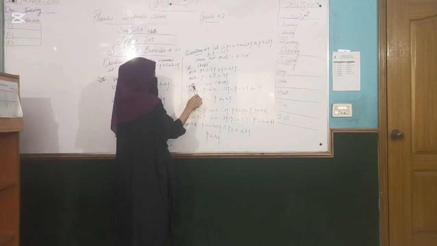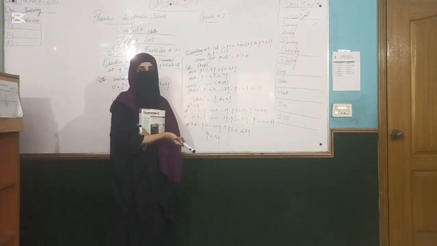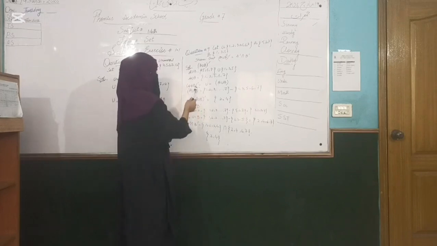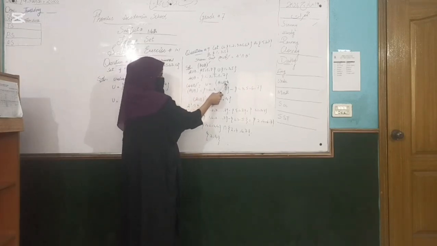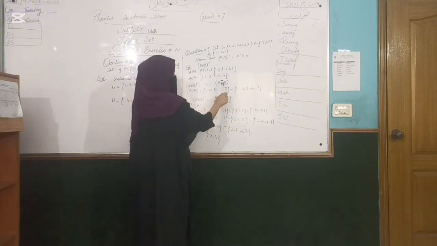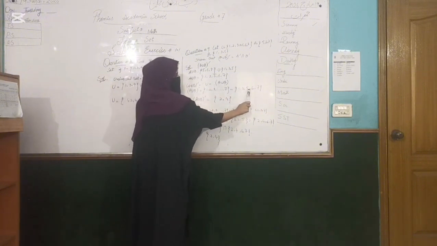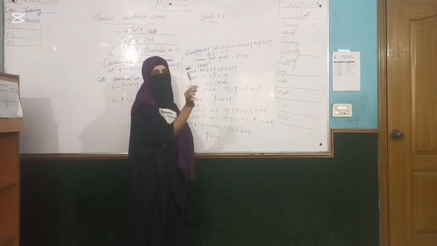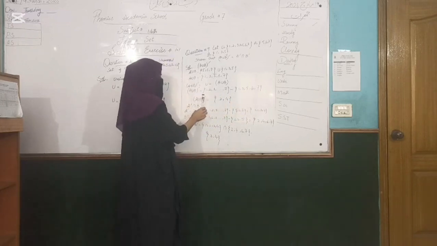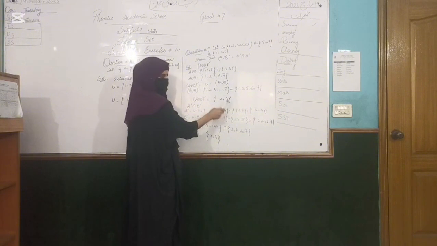They say (A union B) universal. First we have to find A union B, then we find the (A union B) universal. (A union B) universal is equal to U minus (A union B). U is equal to {1, 2, 3, 4, 5, 6, 7} minus A union B, {1, 3, 5, 6, 7}. So when you subtract, the (A union B) universal is equal to {2, 4}.